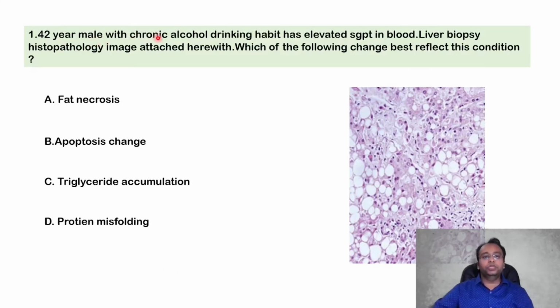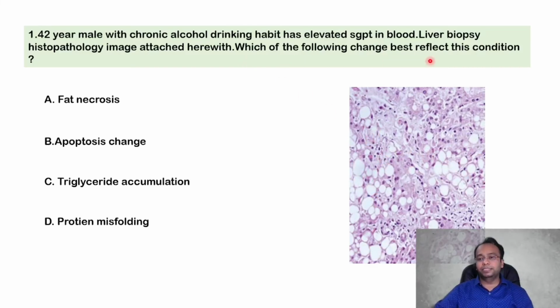First MCQ. A 42-year-old male with a chronic alcohol drinking habit has elevated SGPT level in the blood. The liver biopsy histopathology image is attached herewith. Which of the following changes best reflects this condition? So first of all, you need to diagnose this condition. This is the fatty change. Can you see a fatty cyst and microvesicles? So, this is the fatty change. This is the fatty liver condition.